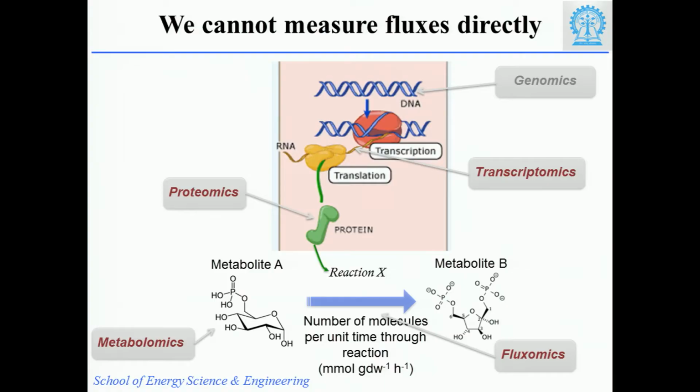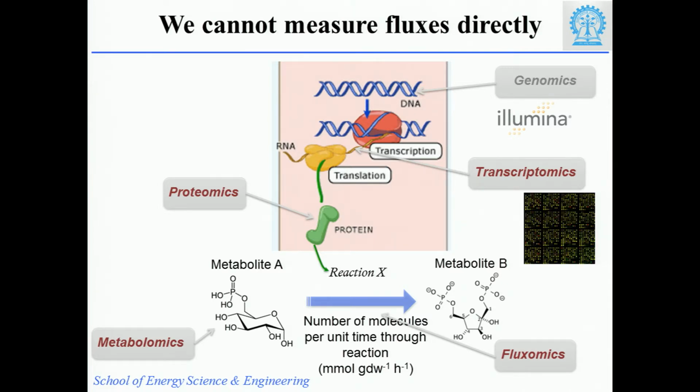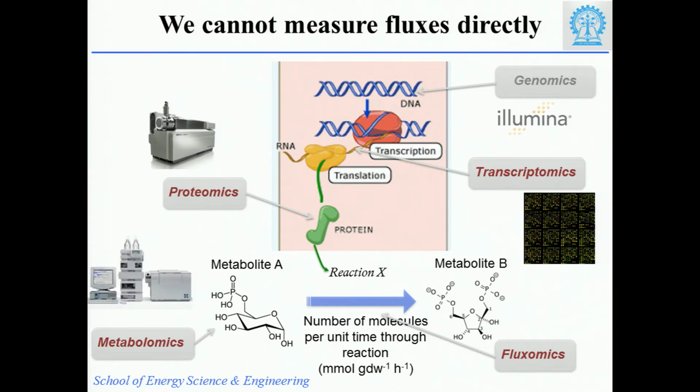The whole MFA came because you cannot measure fluxes directly. For DNA sequencing, you can use equipment like Illumina, or contact other companies available right now, where if you give the sample they will give the sequence of the entire genome. Similarly, for transcriptomics we have microarray data where you can measure the mRNA level experimentally, whereas in proteomics we have equipment which can measure the protein level experimentally. Similarly, for metabolomics we have LC-MS where you can measure the metabolite level quantitatively.